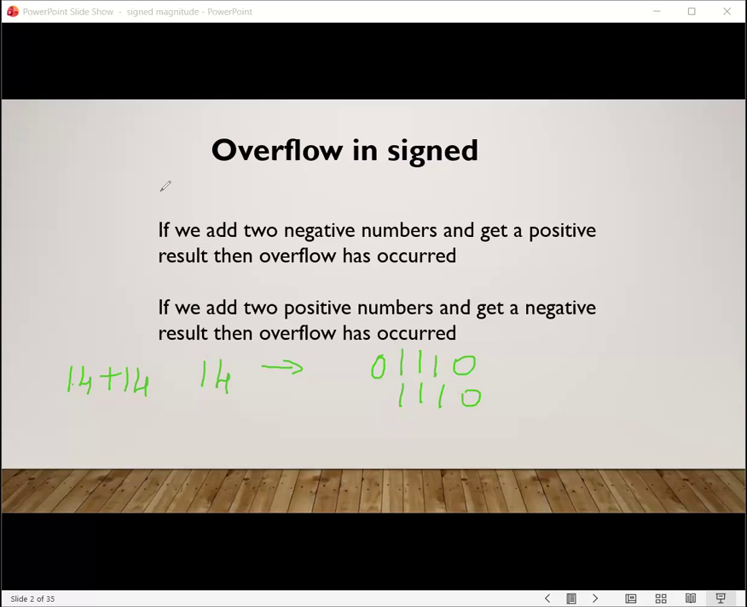Is this correct actually? Adding the bits, 1, 1, 1, 0. Okay, this one we won't get a carry.